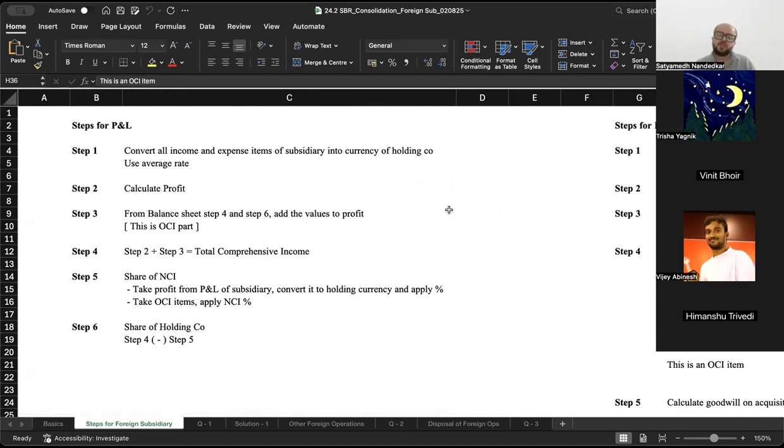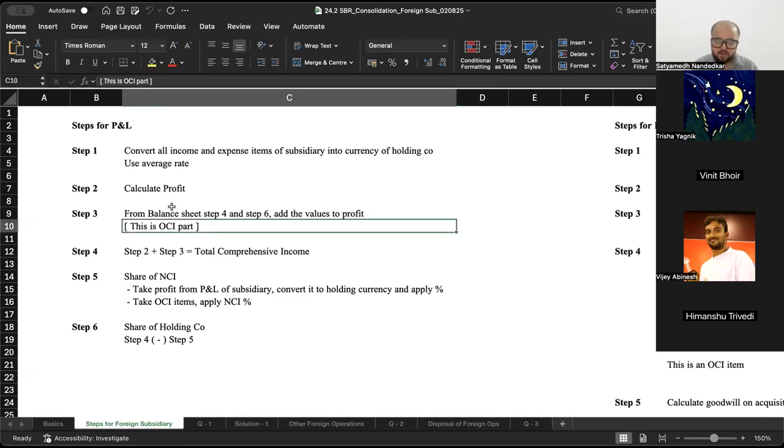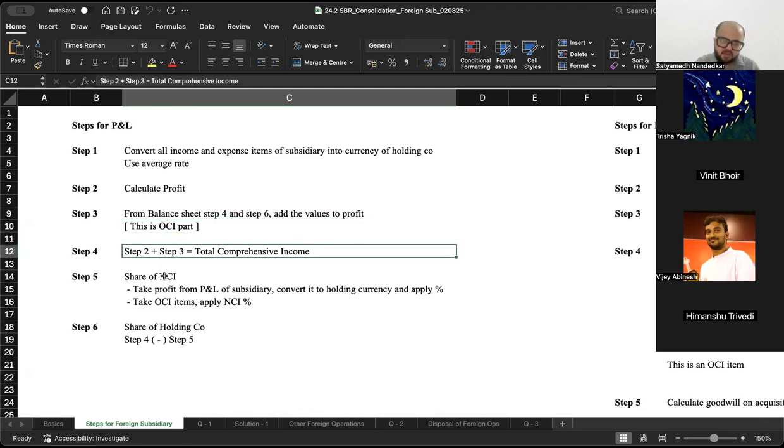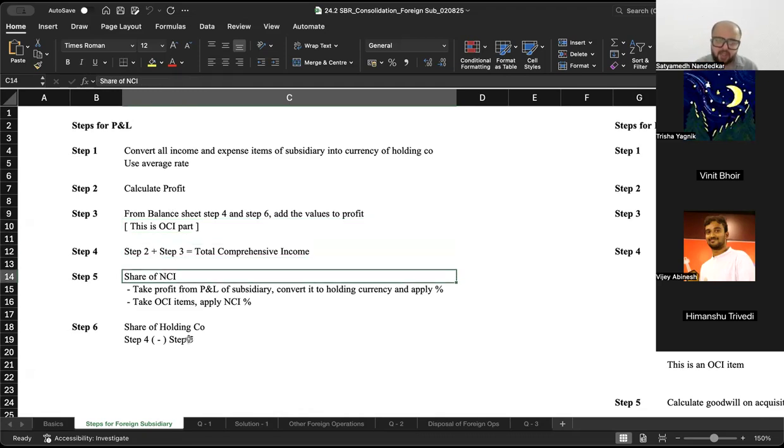Same thing applies for consolidated P&L. Convert all incomes and expenses of the subsidiary into the currency of the holding company using the average rate, then calculate the profit. Now, from balance sheet, step 4 and step 6, add the values to the profit in the OCI part. Then this profit and this translation gain or loss, the sum is your total comprehensive income. Calculate share of NCI and then get the share of holding company.